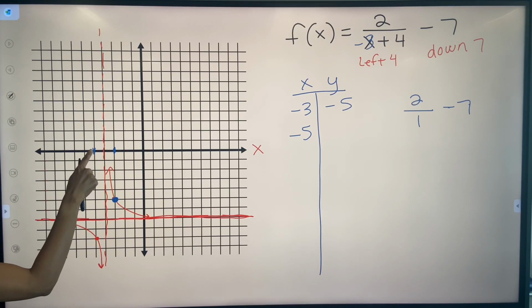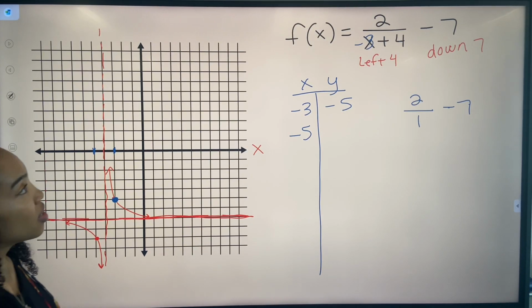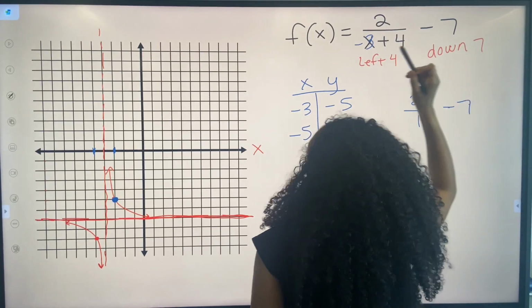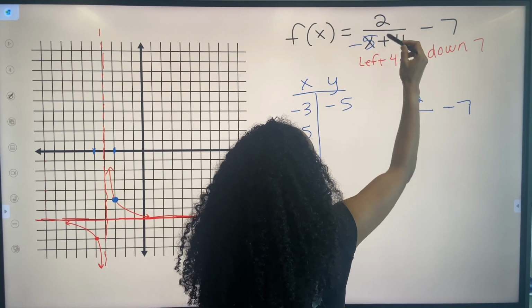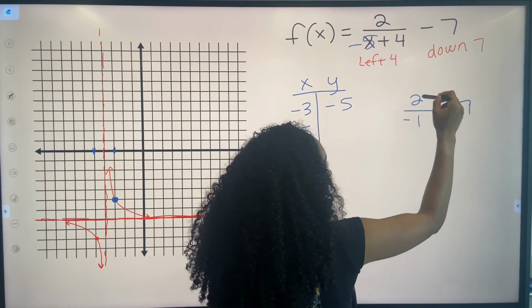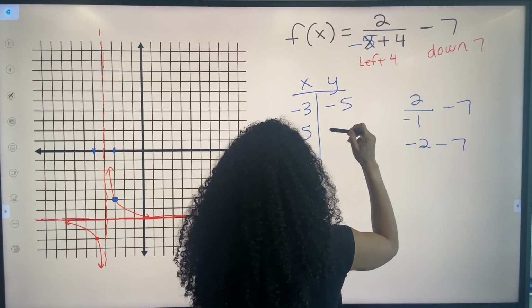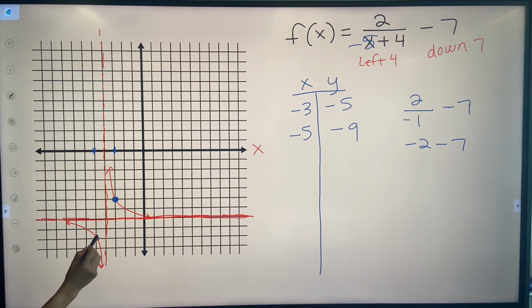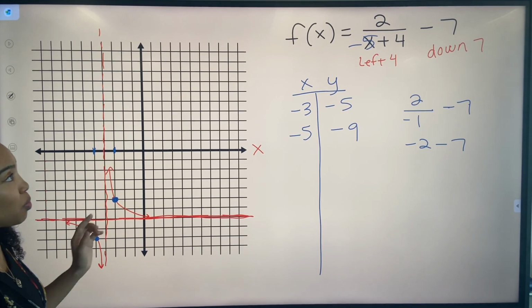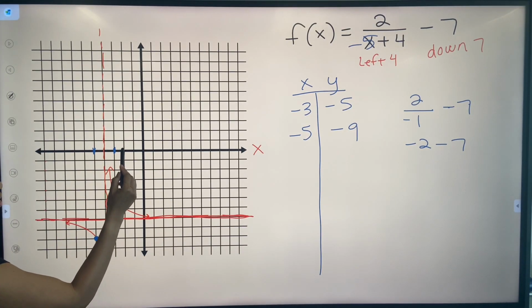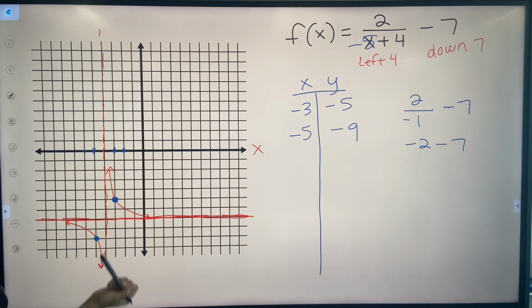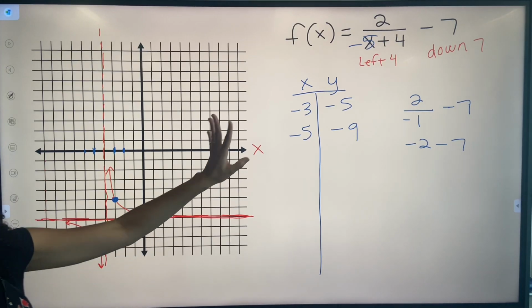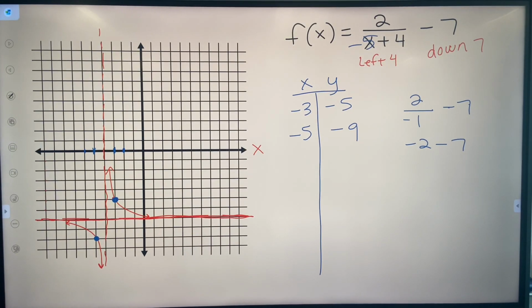Okay? Now plug in a -5. So if I plug in a -5 right here, you'll get 2 over -1. So this becomes -2 minus 7, which is -9. And that's this point down here, -5, -9. And of course, if you want more points, just plug in more values. You can plug in a -2, you can plug in a -6, plug in all kinds of values and get more points. Any questions on this part, on how to graph?